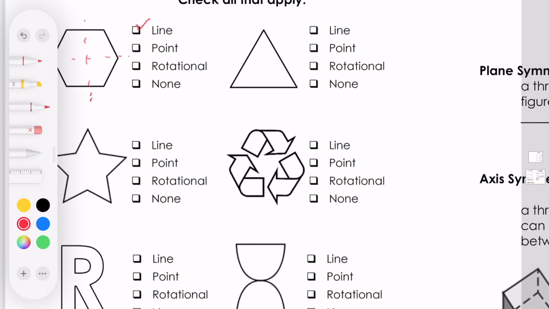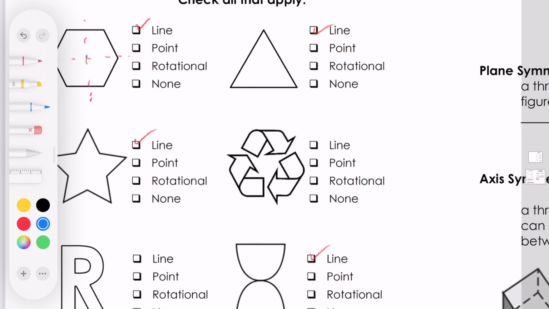So we can actually look at these different shapes right here and see if we can either flip them from the middle or from the center. So that triangle, the star, and that hourglass looking one are the only ones that are going to have line symmetry. The R and the recycle one don't really work.